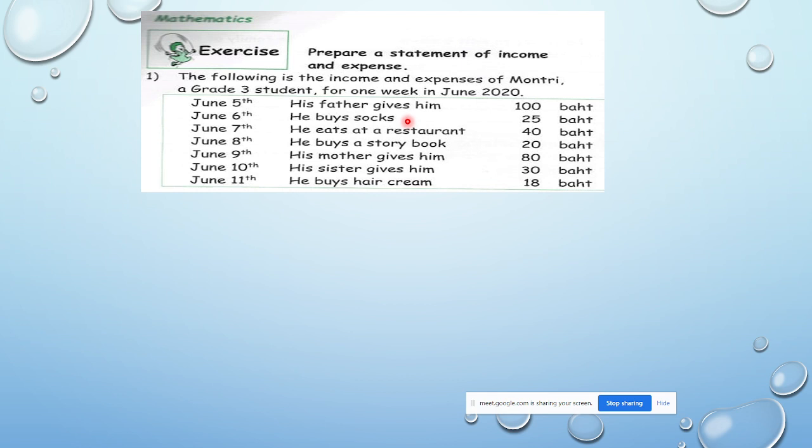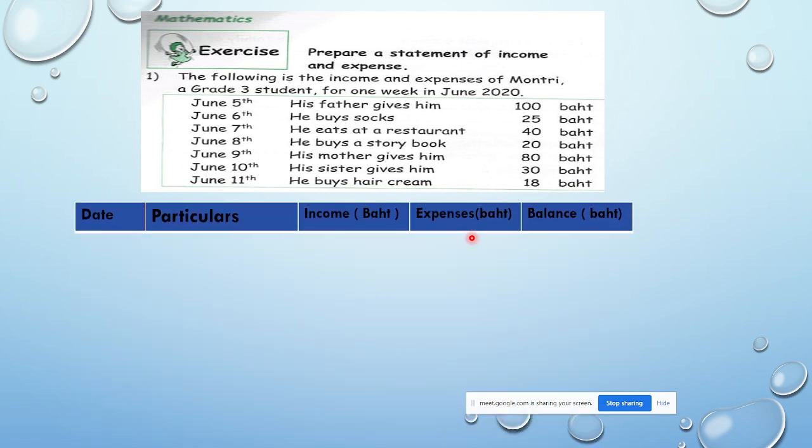Expenses. He eats at a restaurant. Expenses. Yes. He buys a storybook. Income, expense? Expenses. Yes. His mother gives him money. Income. His sister gives him money. Income. He buys hair cream. What is hair cream? Cream for the hair. Like gel. Okay.